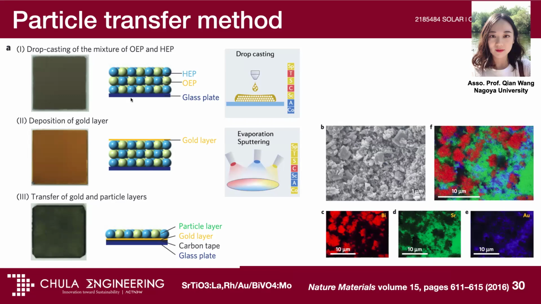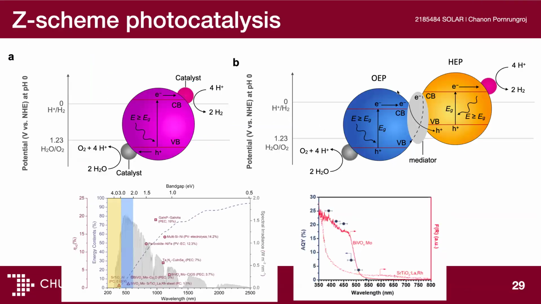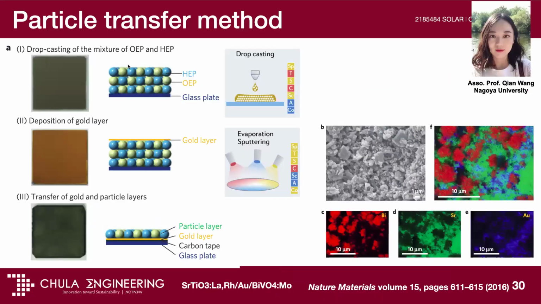What she does is she has these two particles. The C-scheme consists of two kinds of particles. One is for oxygen evolution and one is for hydrogen evolution, and they are connected electronically by a mediator. Here, what she did is she developed a particle transfer method. So I would like to show you this is the work in 2016, the world record. So this is how she achieved it.